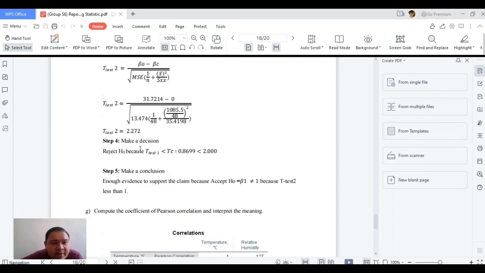Step 4, make a decision. So we will reject H naught because t test 1 is less than the critical value, which is 0.8699 less than 2.0. Step 5, make conclusion. Not enough evidence to support the claim, because we accept H naught, beta 1 is not equal to 1, because t test is less than critical value.